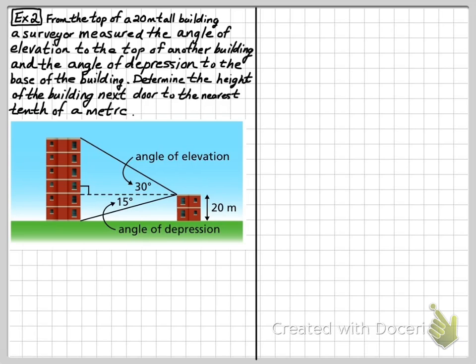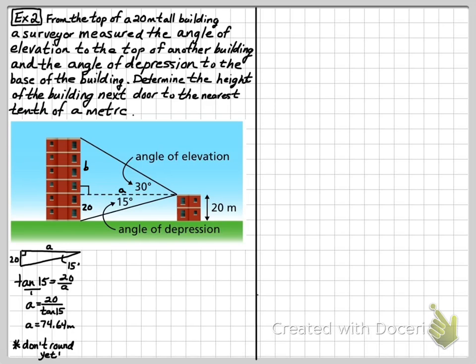That's our first step. Then we can figure out how tall the second building is. So we need to figure out, first of all, side A, and then we can figure out side B. For side A, we have 15 degrees. That's going to be opposite over adjacent, so tangent of 15 is 20 over A. Cross multiply and divide, and you're going to get A being 74.64 meters.